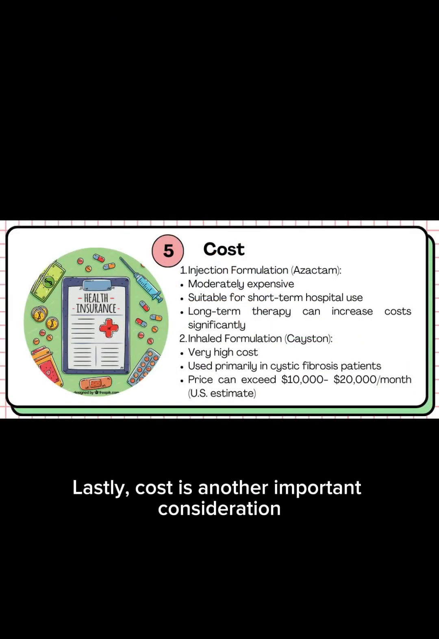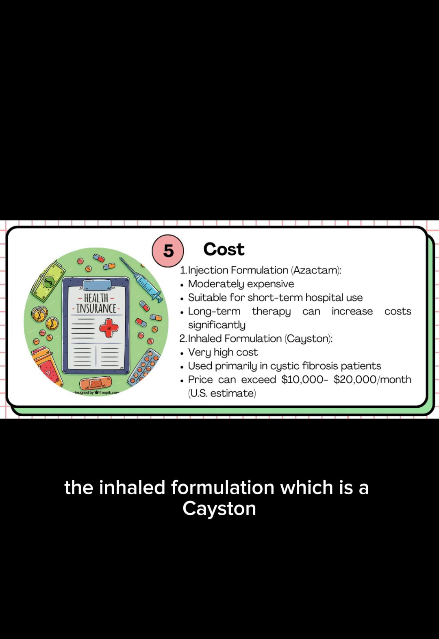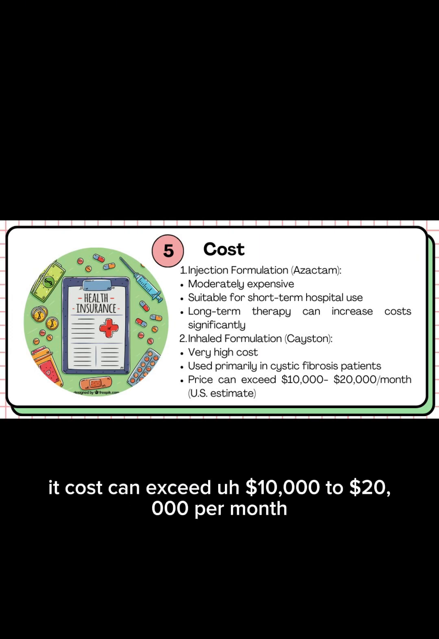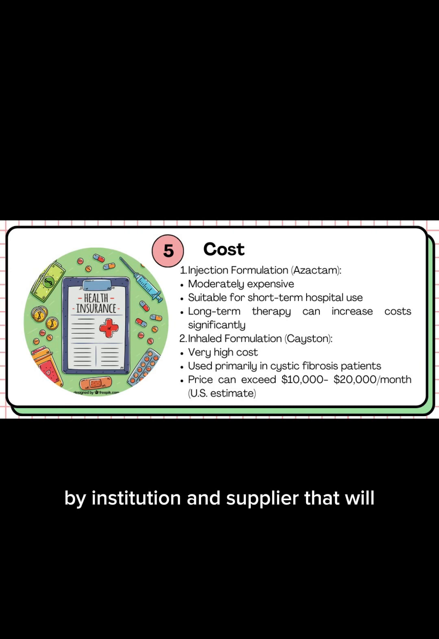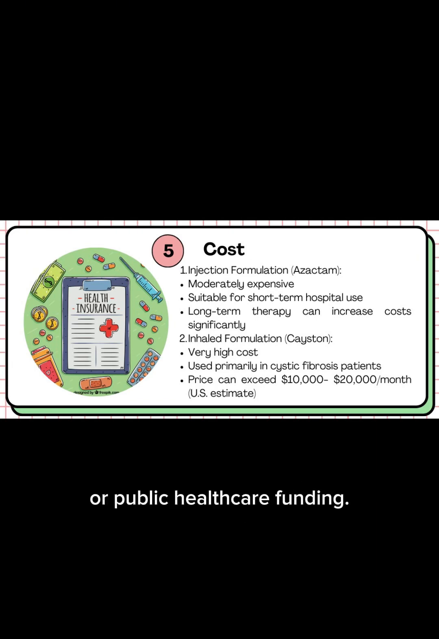Lastly, cost is another important consideration, especially when deciding between formulations. The injection formulation, Azactam, is moderately expensive and is typically used in hospital settings for short-term treatment. The inhaled formulation, Cayston, used for example in patients with cystic fibrosis, is significantly more expensive. In the United States, its cost can exceed $10,000 to $20,000 per month, and in Malaysia, while exact pricing can vary by institution and supplier, access may be limited and cost may depend on insurance coverage or public healthcare funding.